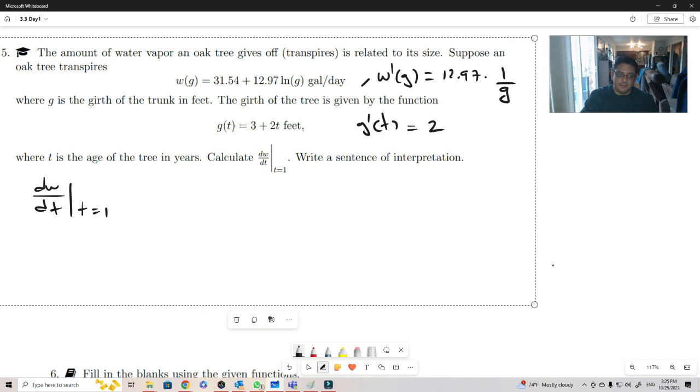T equals 1. So this essentially is W prime composed on g of t, or in this case g of 1, times g prime of 1. Now let's calculate this. So this will be W prime, and what is g of 1? g of 1, we plug in 1 here, and so that's going to be 3 plus 2, so that will be 5. So it's W prime of 5 times g prime of 1.